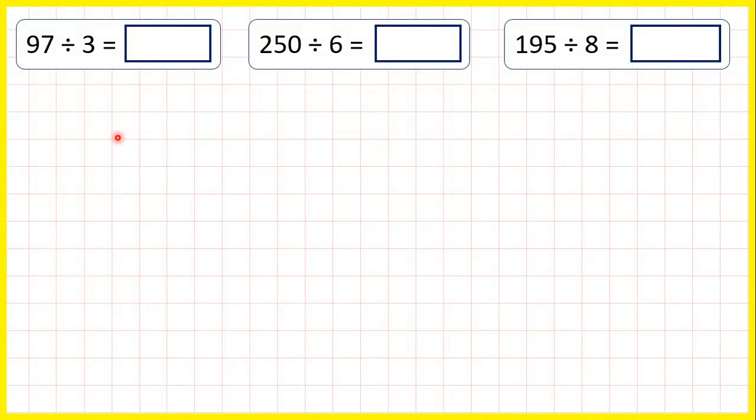Now let's divide using expanded division. But for these questions, we're going to get remainders in our answer. So first, we have 97 divided by 3.